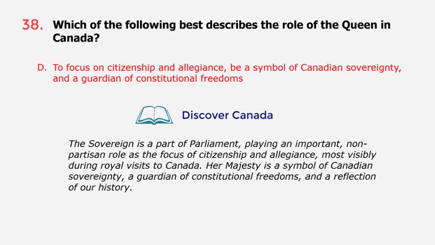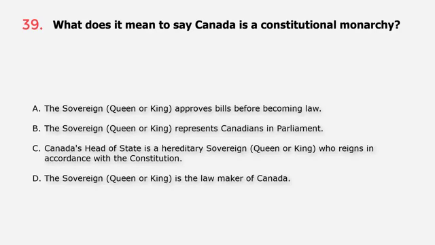The answer is D. To focus on citizenship and allegiance, be a symbol of Canadian sovereignty and a guardian of constitutional freedoms. Question 39. What does it mean to say Canada is a constitutional monarchy? A. The sovereign queen or king approves bills before becoming law. B. The sovereign queen or king represents Canadians in Parliament. C. Canada's head of state is a hereditary sovereign queen or king who reigns in accordance with the Constitution. D. The sovereign queen or king is the lawmaker of Canada.